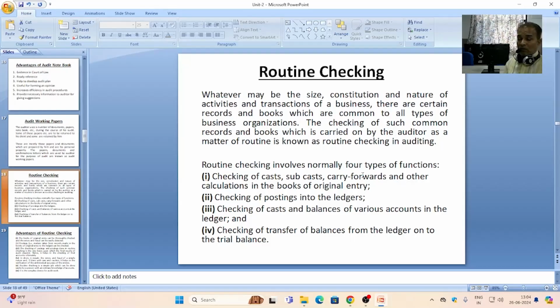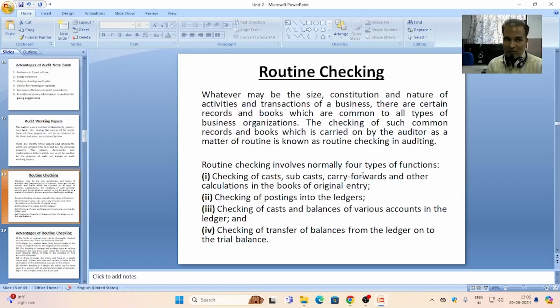It is simply explained that all types of business maintain the journal entries, maintain the ledger accounts, cast their totals and find out the balances. So checking of this segment of accounting is known as routine checking in auditing. The last function in the process of routine checking is checking of transfer of balances from the ledger onto the trial balance.